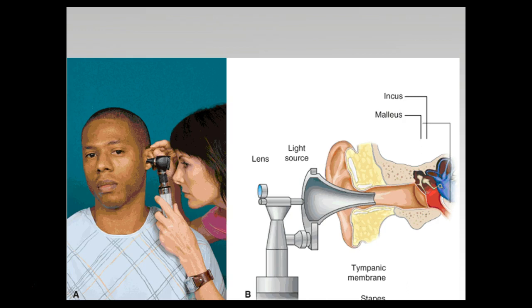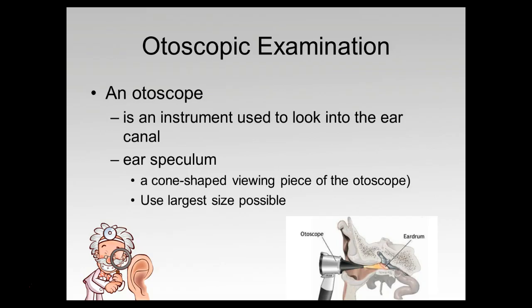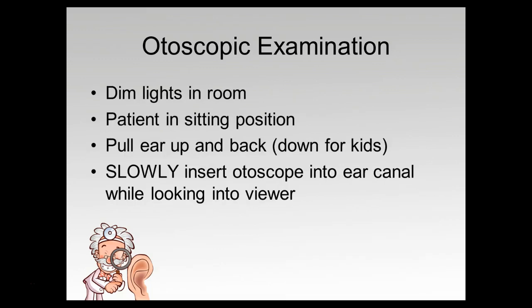Notice how the speculum of the otoscope is in the ear canal. There are different sizes of speculum based on age of your patient. Otoscope examination continued. The otoscope, it's an instrument to look into the ear. The speculum piece is a cone-shaped viewing piece of the otoscope, and you're going to use the largest size possible for your patients. Some examiners feel the need to dim the room. This is not always necessary.